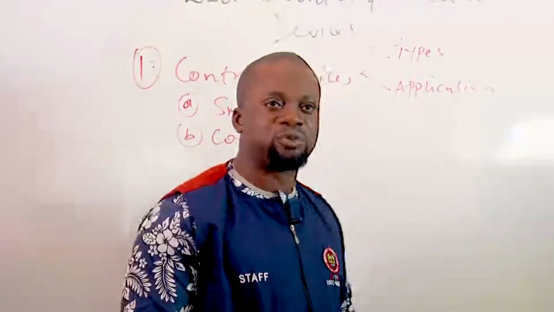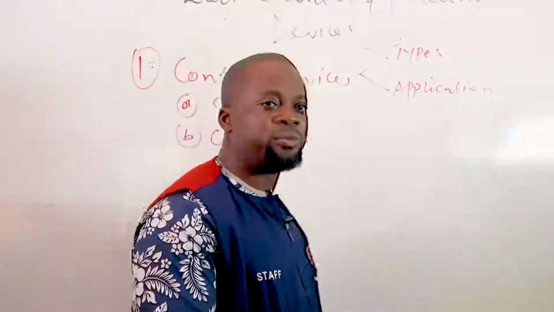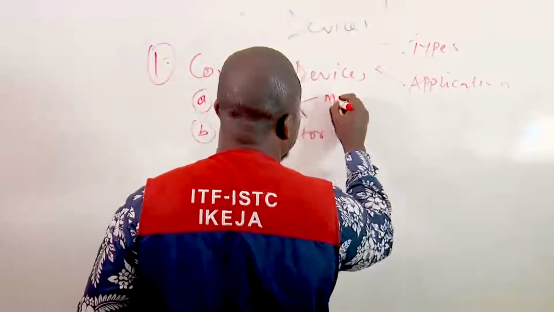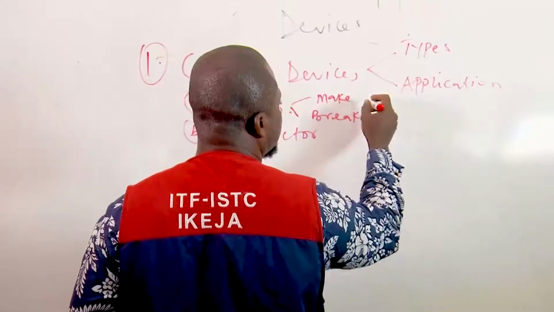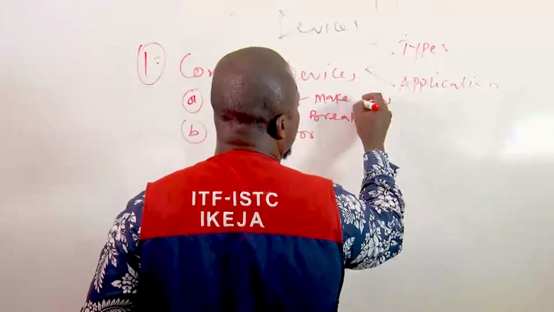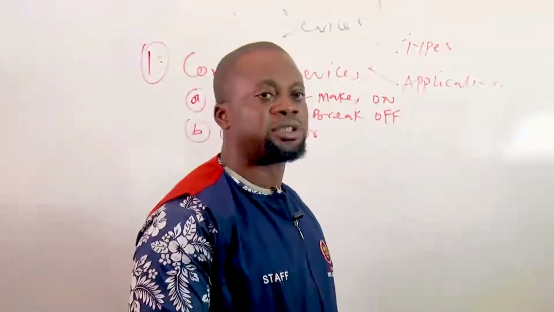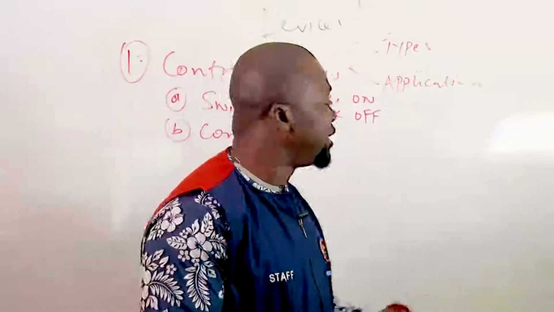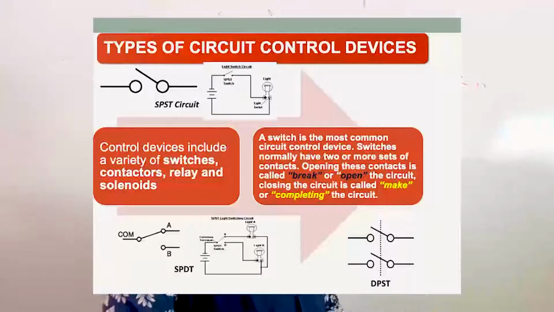Switches normally have two or more sets of contacts. You have the opening, which can be referred to as either make or break, on or off operations. From the materials, you'll be seeing different symbols and types of different circuits.